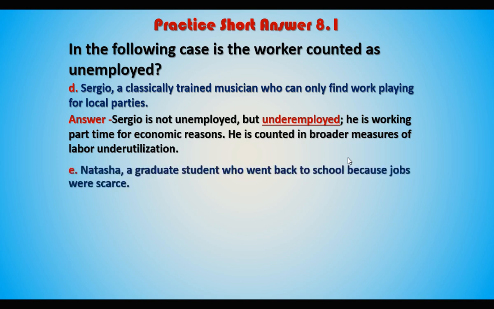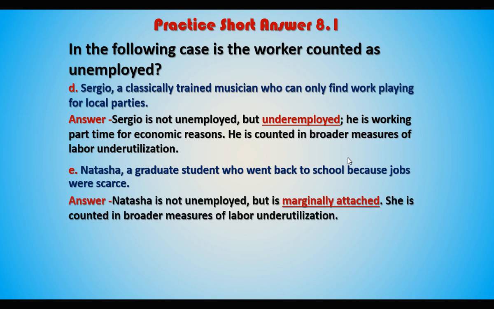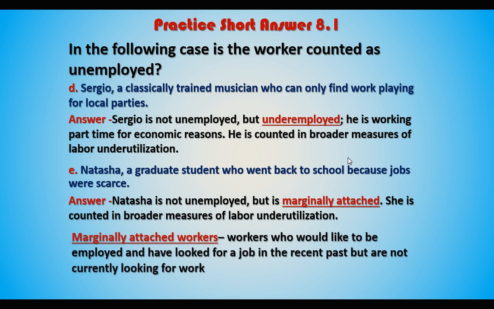Natasha, a graduate student who went back to school because jobs were scarce. Right? She is not counted because she is not looking for work. She is what's called marginally attached. She is, again, counted in these broader measures of labor underutilization. She's a marginally attached worker who would like to be employed and has looked for a job in the recent past, but is not currently looking for work. Marginally attached workers.